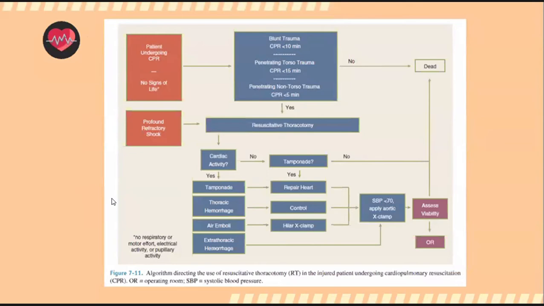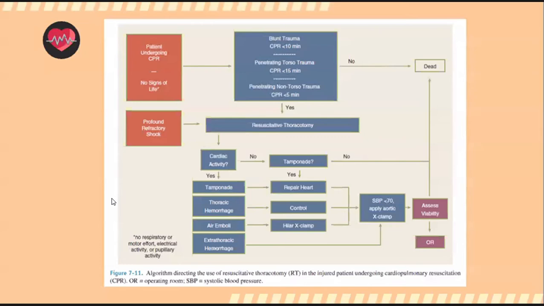And if extra thoracic yung hemorrhage, we locate and control the hemorrhage. And if the SBP is still dropping, less than 70, apply your aortic X clamp. So clamp the aorta to prevent further bleeding. And if the patient is still alive by then, dun tayo sa operating room para kompleto yung setup and kompleto yung gamit.